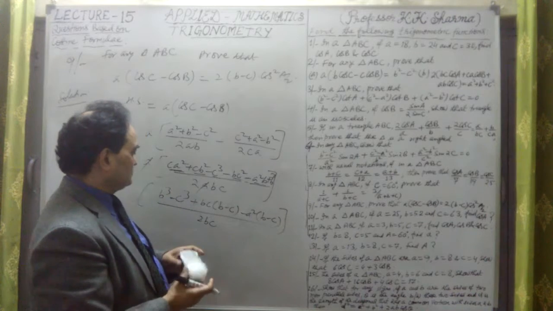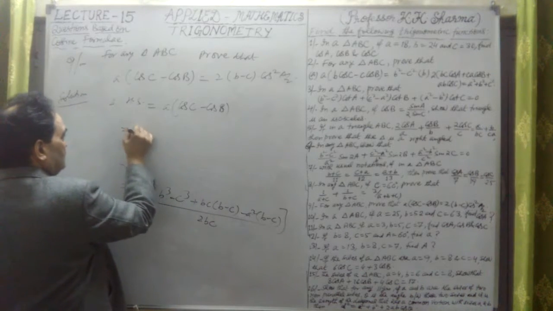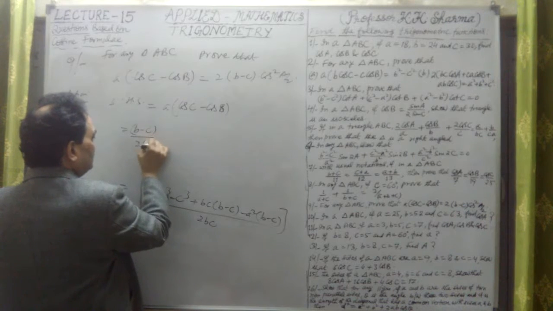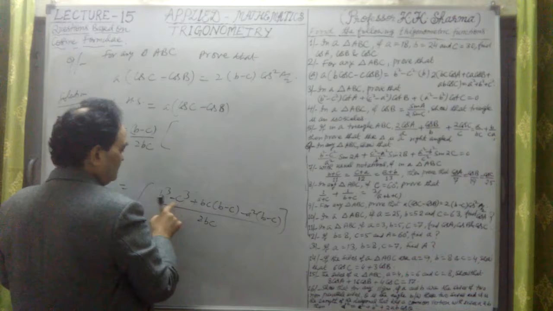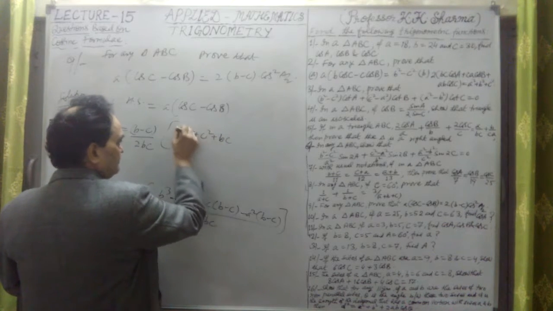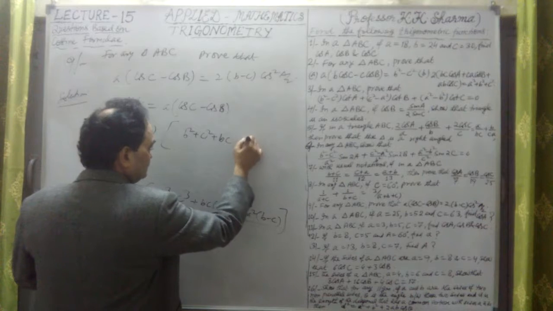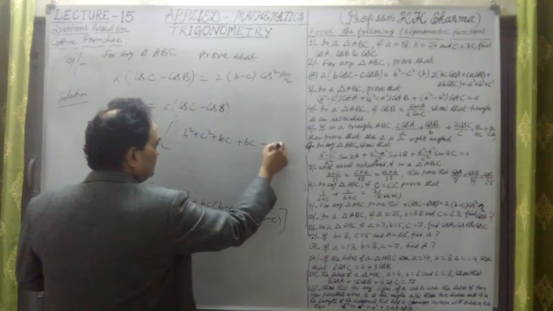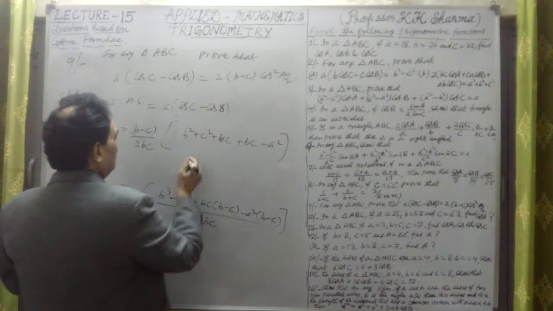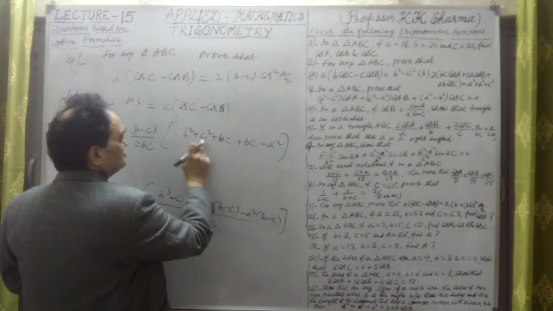So B minus C, then 4 common. Let me solve. If I take B minus C common throughout, from this B minus C, upon twice BC is already there. Within the bracket we will get B square plus C square plus BC, where plus BC is from here, and minus A square is from there. That means B minus C we have taken out, upon twice BC is here. So anything common, if I take this B square plus C square minus A square.